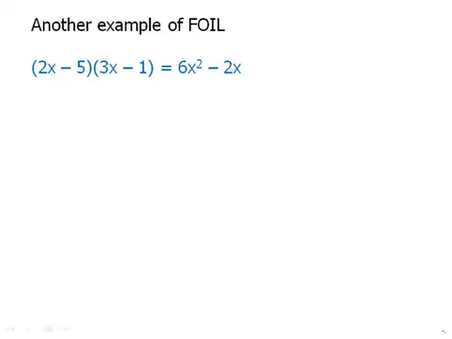Then negative 5 times 3x, that would be the inner, that would give us negative 15x. And then the final term, negative 5 times negative 1, gives us positive 5. And again, combine the like terms.